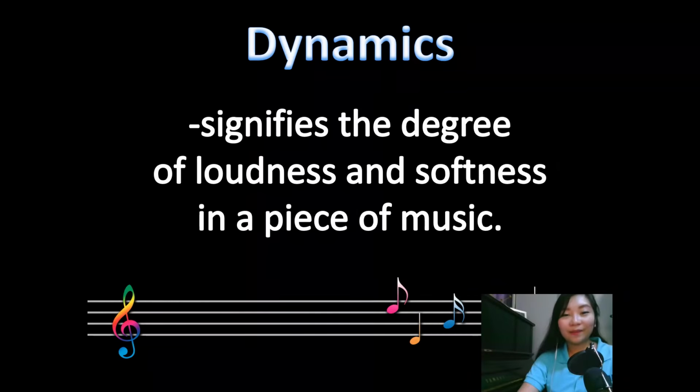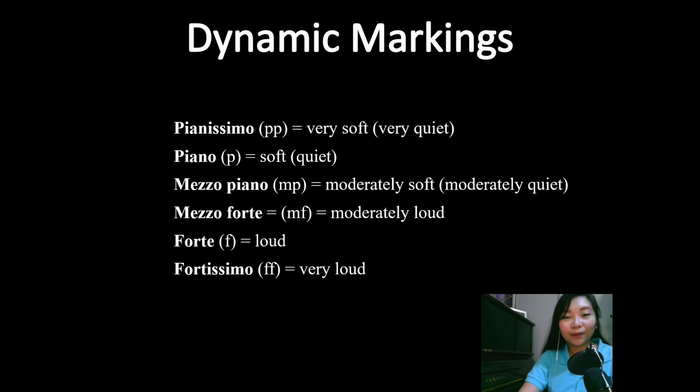Now let's go to the next element of music, which is dynamics. Dynamics signifies the degree of loudness and softness in a piece of music. In order to identify how loud or soft you're going to perform a song, we have dynamic markings. They are written in Italian, but when you look at a musical score, you will only see abbreviations.